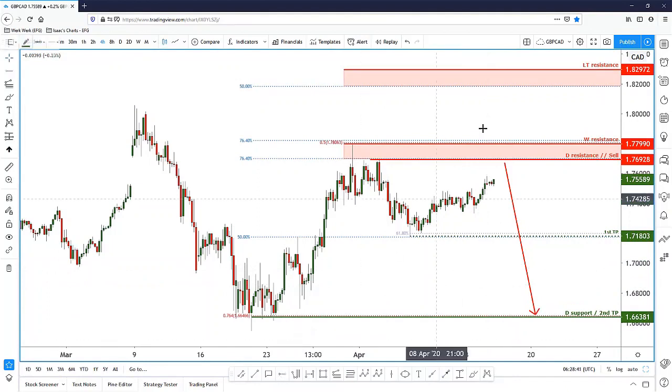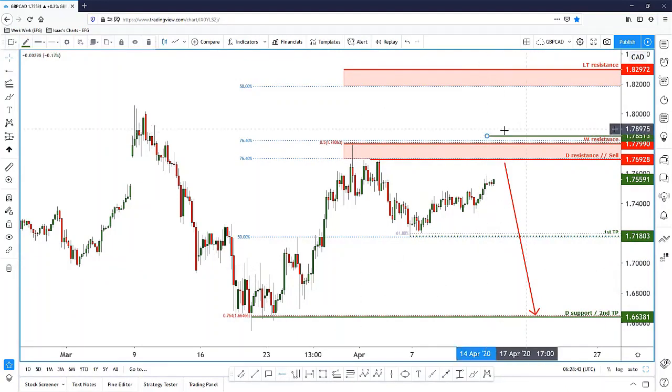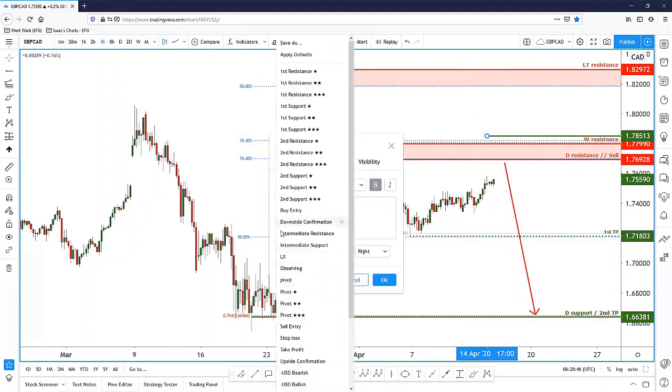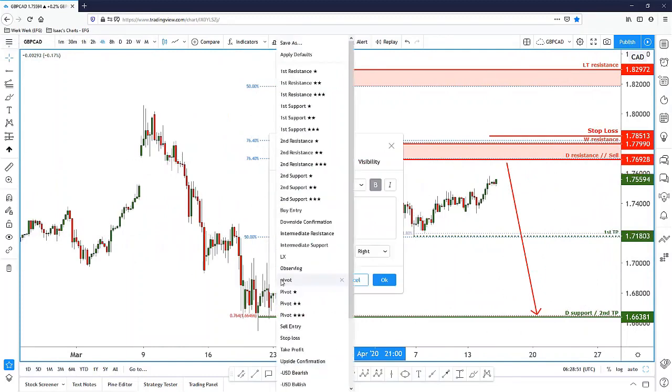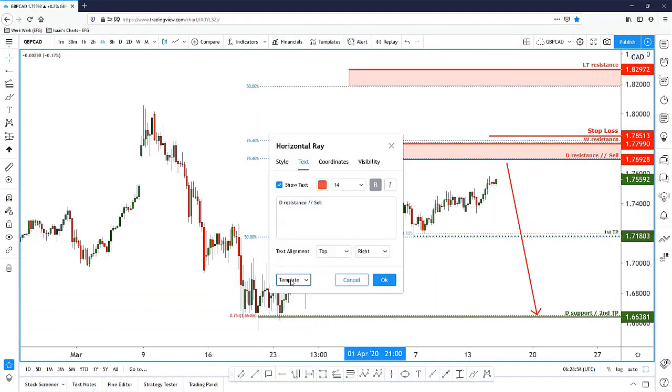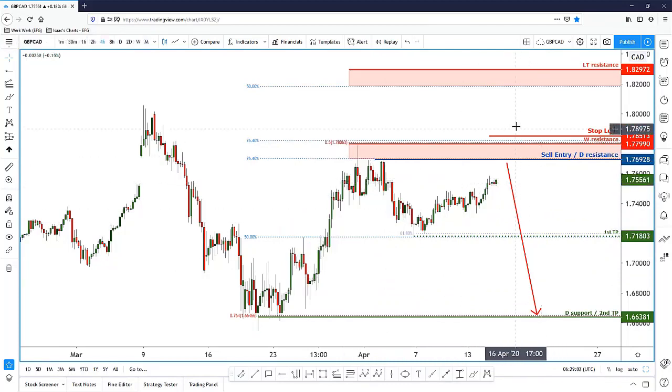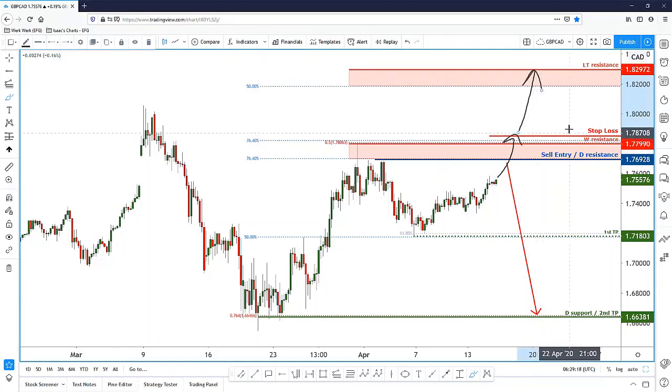Now, you're going to ask me where I'm going to put my stop loss. My stop loss will be anywhere above the weekly resistance, right? This will be my stop loss. And you ask me why I put my stop loss there. Now, the key thing to note is this weekly resistance. If price were to go above the weekly resistance and close above the weekly resistance, then my bearish idea is invalidated and we should see price make a further push up towards the long-term resistance.